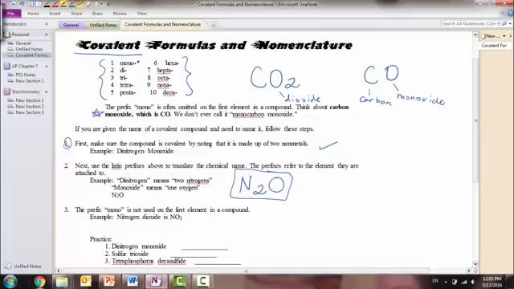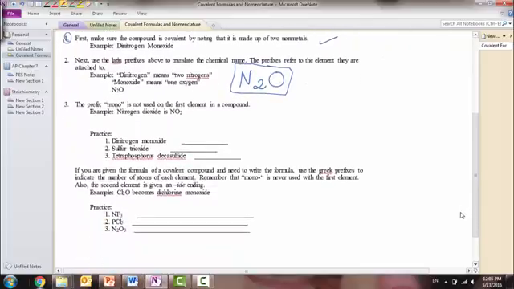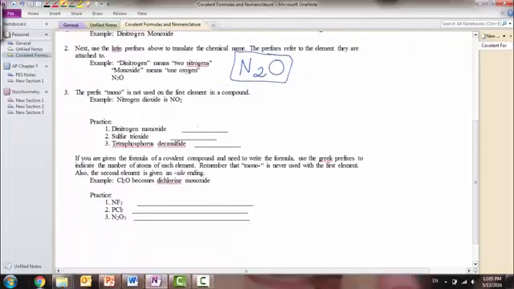And again, rule number 3, or step 3 here, the prefix mono is not used on the first element, so nitrogen dioxide is NO2. It really is that simple, so we're going to do a couple practice problems here together, and then I'll show you a couple more at my warp speed. So dinitrogen monoxide we just did was N2O. Sulfur trioxide, we literally just translate it. Sulfur is S. And it didn't have a prefix, so there's just 1. Trioxide means 3 oxygens, so we do O3.